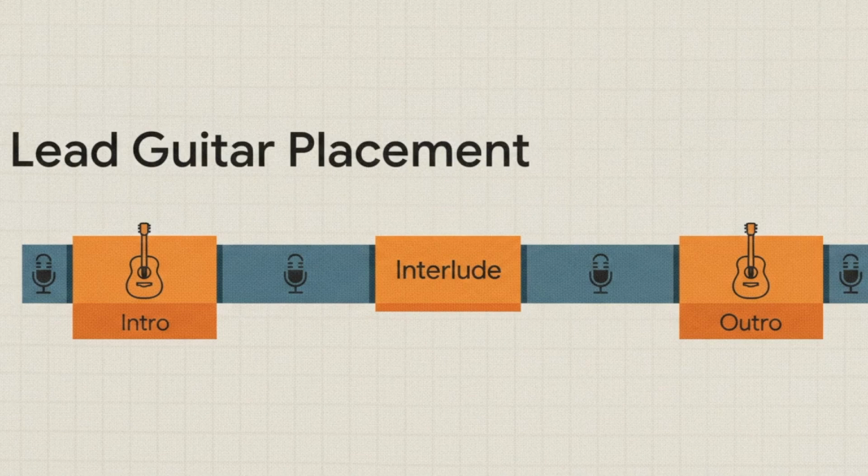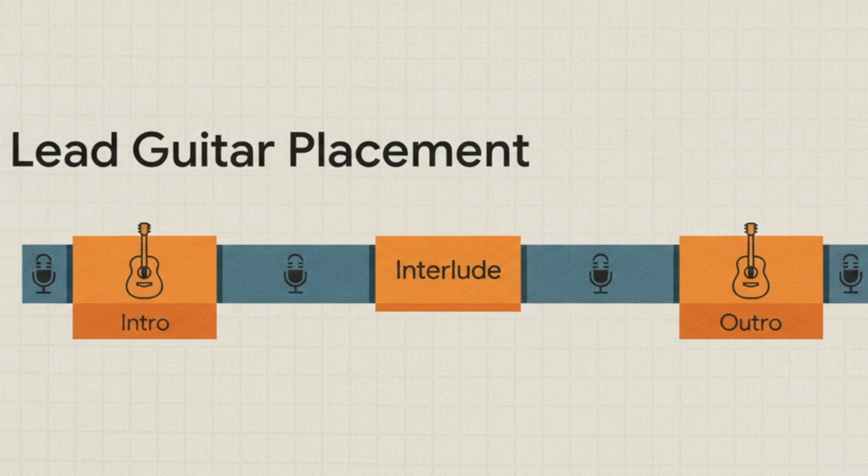To ensure we actually hear the impact of this specific guitar technique, the lab intentionally placed the finger-picked acoustic guitar as the lead voice in 3 specific sections of the song: the intro, the interlude, and the outro. And why do it this way? Because those are the exact moments where no vocal is competing with it.